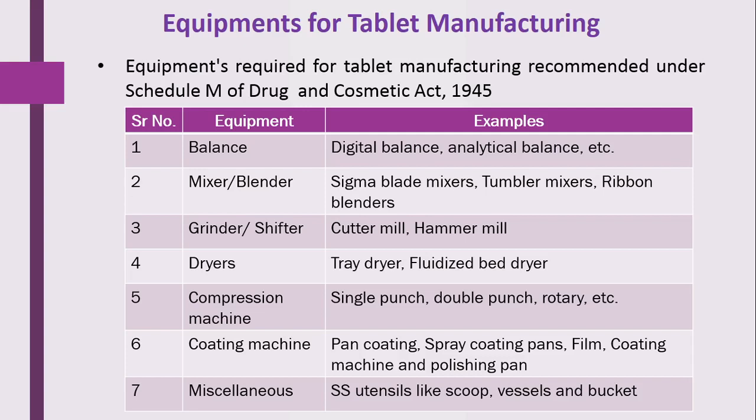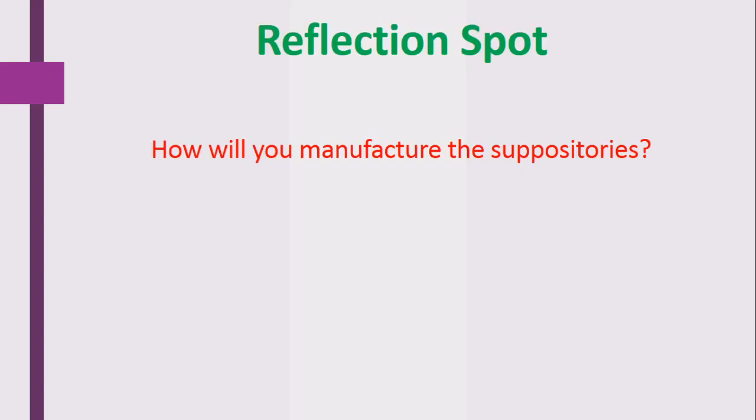Next, that is compression machine. So here single punch tablet machine, double punch tablet machine, as well as rotary tablet machine is used. Next, coating machine. So here the pan coating, spray coating pans, film coating machines and polishing pan are used in the coating section. So last, that is miscellaneous. So here stainless steel utensils like scoop, vessels and bucket are also required in manufacturing of tablets. So these are some of the equipments which are required for tablet manufacturing. Let's go for the next.